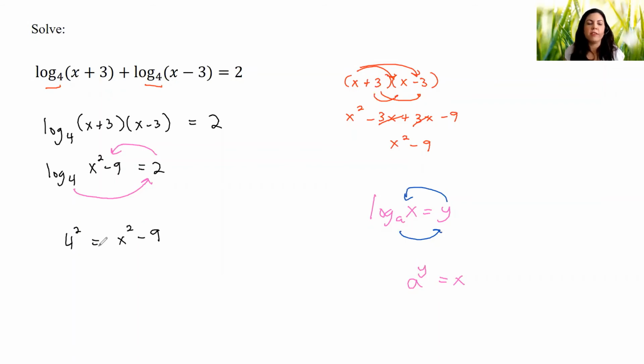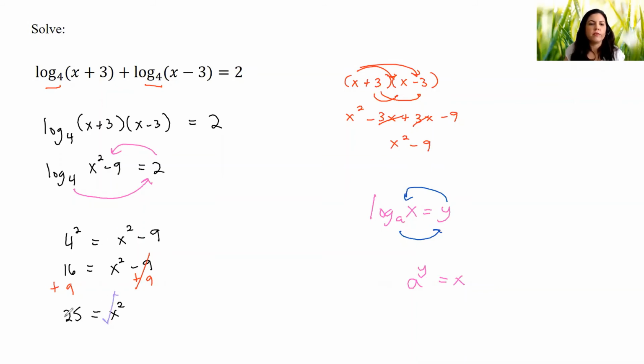And now we can solve this. 4 squared is 16. If I'm trying to solve for x, I can add 9 to both sides. So that's going to give me x squared equals 25. And a couple ways you can solve that. I'll take the square root of both sides.